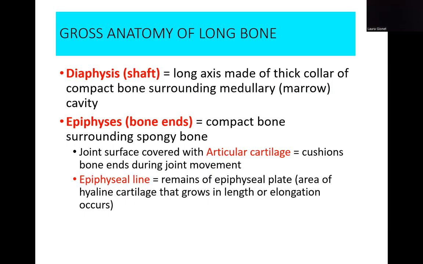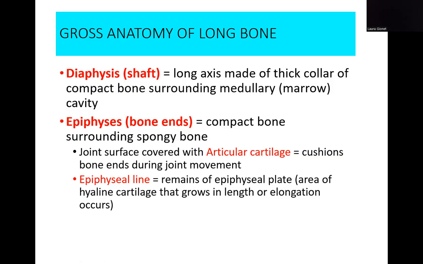To the outer surface of that epiphysis is going to be cartilage, hyaline cartilage, that helps cushion the bone ends during joint movement. And between the epiphysis and diaphysis, depending on the age of the individual, you will either have an epiphyseal line or an epiphyseal plate. Right. So what does that mean? There is an area between those two, kind of called a metaphysis, where when you're young and your bones are still growing in length, we have an epiphyseal plate there.